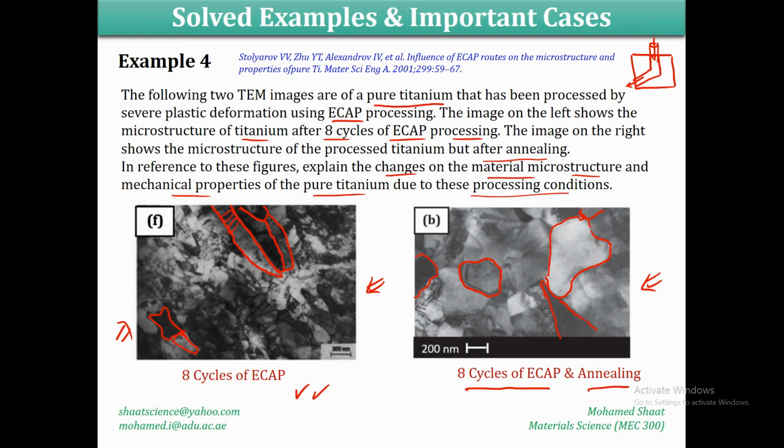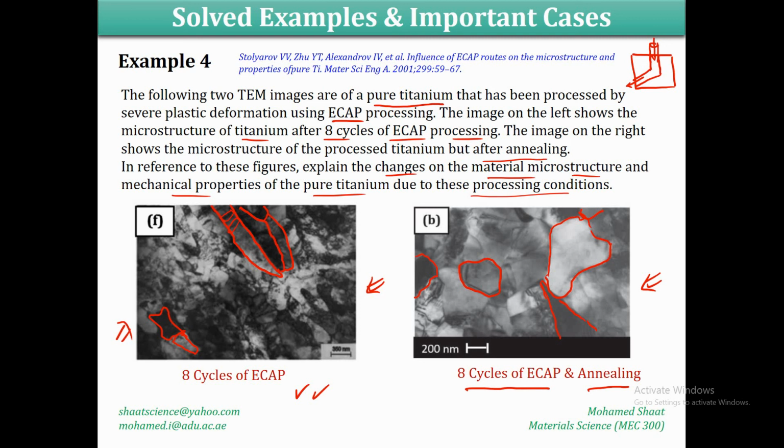So we are expecting, depending on this figure, that there is recovery, there is recrystallization, there is grain growth. Why? Because the grain size became bigger, became equiaxed, because of the grain growth and the migration of the grain boundary that would combine and result in large grains.